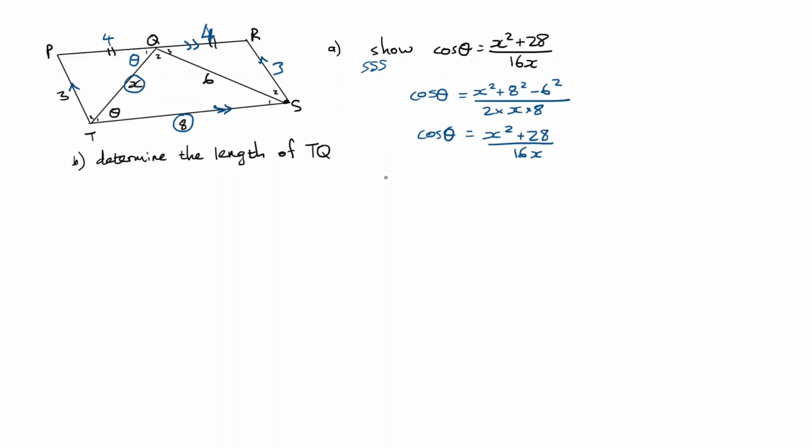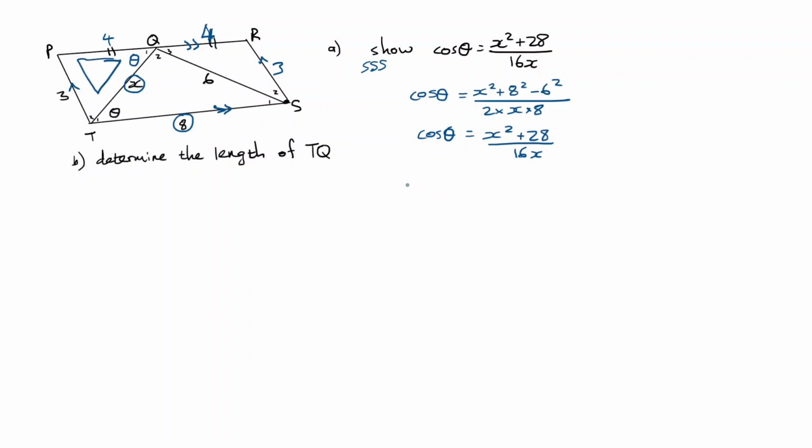Then in the next question, they say determine the length of TQ, which again, like I said, is my common line. And so what's buzzing through my head is that I haven't actually used the 3 or the 4 yet. I've only been working in this triangle in isolation. So I'm just going to do the exact same thing, but working in this triangle here.